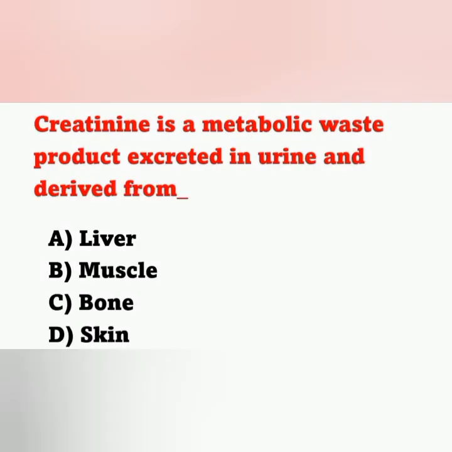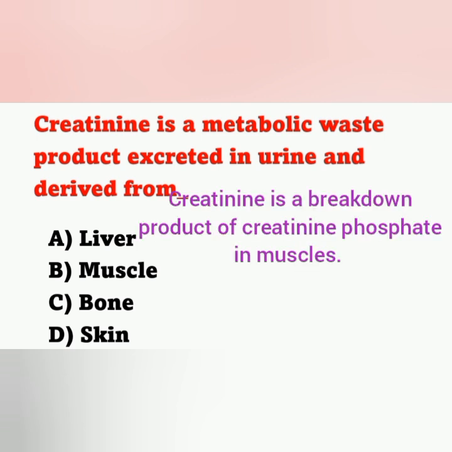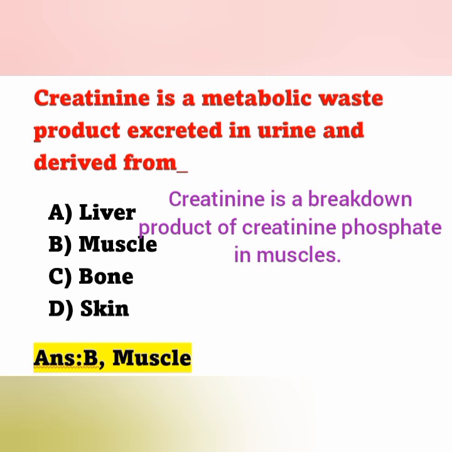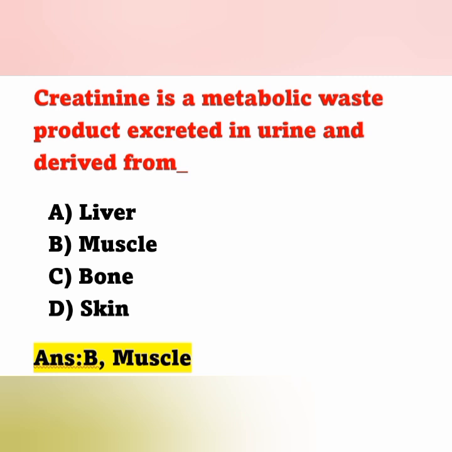And the next question, creatinine is a metabolic waste product excreted in urine and derived from options. Option A liver, option B muscles, option C bone, option D skin. Creatinine is a breakdown product of creatine phosphate in the muscles. So here the correct answer is option B muscles. This is filtered from the blood by kidneys, and a small amount of creatinine is also secreted from the kidney. Mainly this metabolic waste product is excreted in urine and formed from muscles. Option B is the correct answer.